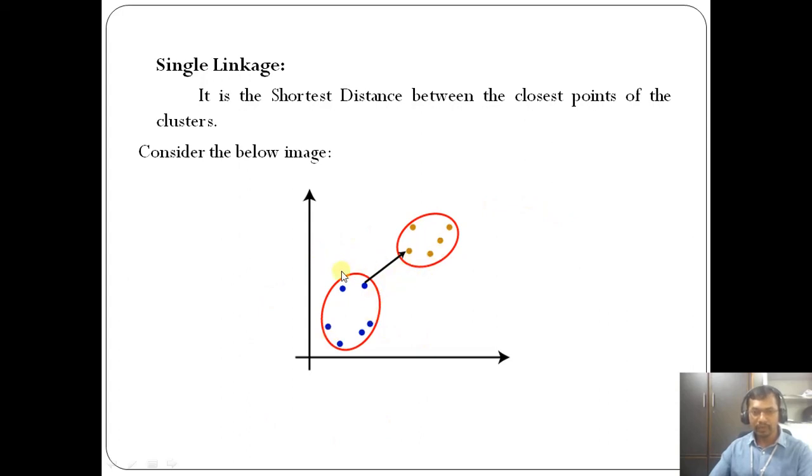If you observe these two clusters here, this is the closest point for this cluster, and this is the closest point for the other cluster, and it finds the distance between these two points. It also finds the distance between this cluster and any other clusters. It then merges the two clusters which have the shortest distance between the closest points of the clusters. This is called single linkage.